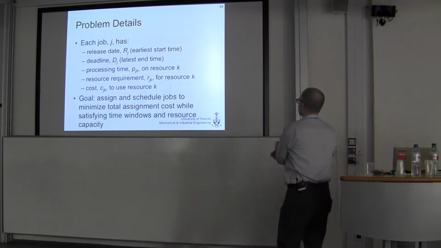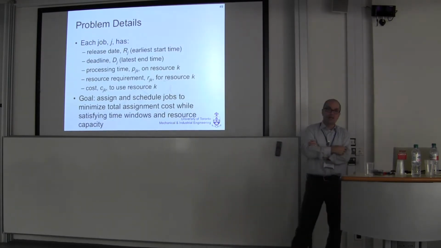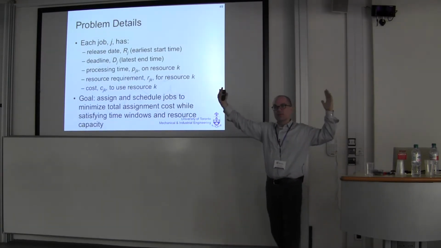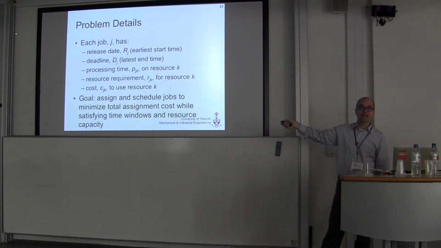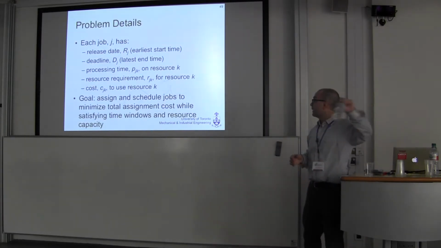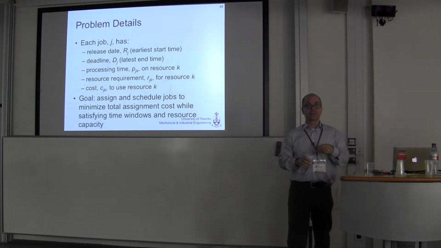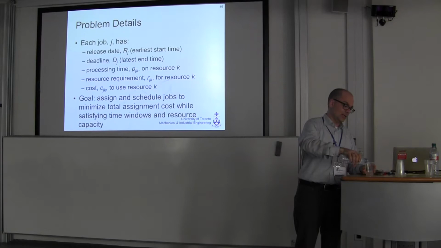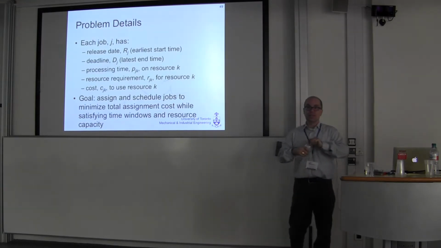So what are we going to do? Each job has a release date, which is an earliest start time, and a deadline, which is its latest end time, so that's that window. A processing time, p_jk, which is potentially different depending upon the resource it's assigned to. It has a resource requirement, r_jk, which again is potentially different depending upon the resource it's assigned to. And it has a cost, c_jk, the cost of assigning job j to resource k.